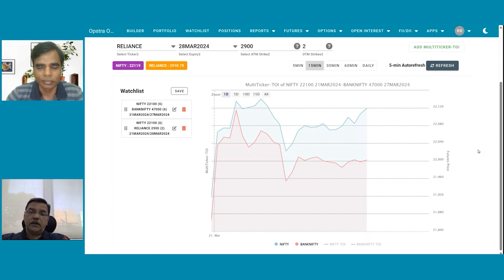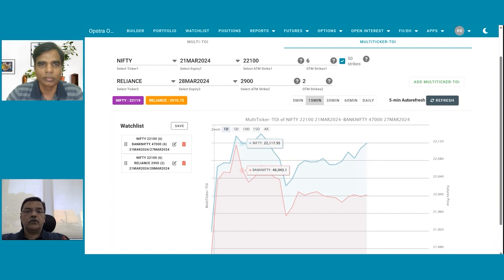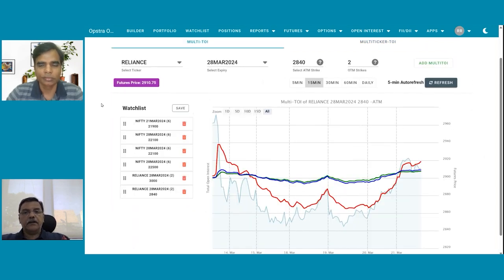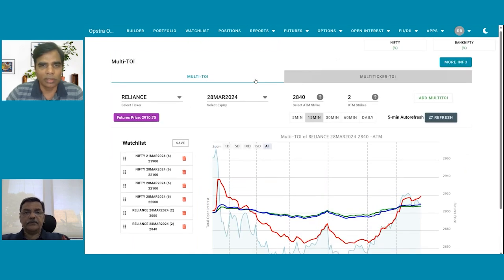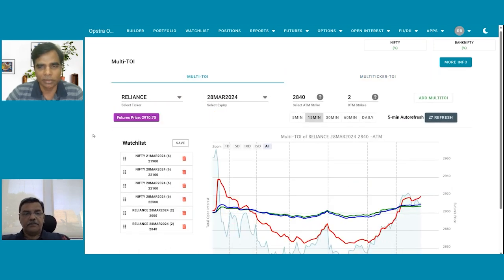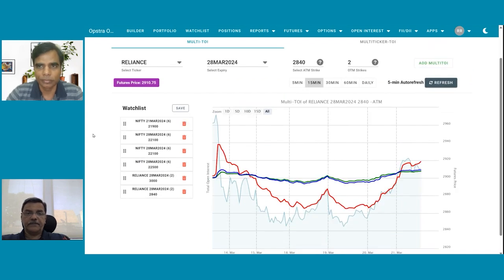Yeah, and one thing which I want to make clear was multi-TOI and multi-ticker-TOI will not be two different menus. It is in the same menu. So what you need to do is just open multi-TOI, duplicate the tab, and then open multi-ticker-TOI in the second tab. And you can also do it from right here itself. There are separate tabs, if someone wants to see both at the same time, so it can be a different tab in the browser.